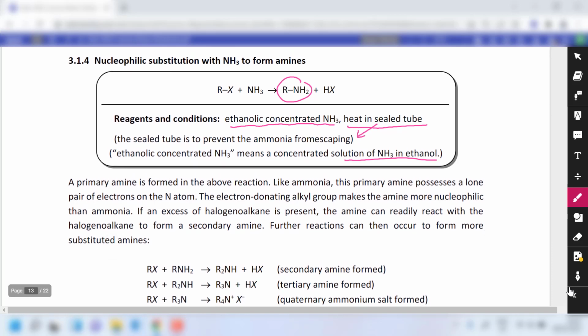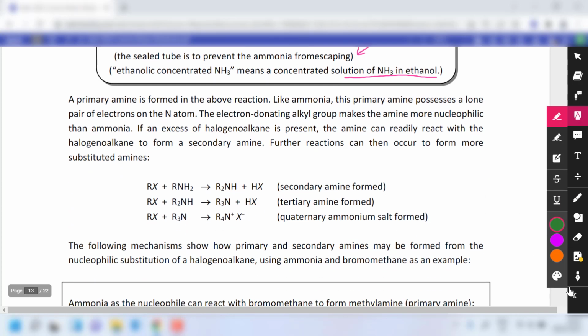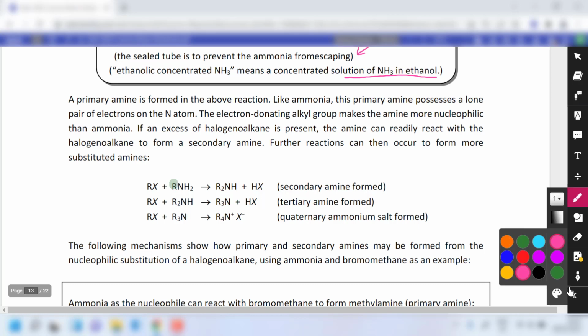Maybe this is not very obvious, but I think you can tell that it's a primary amine because the nitrogen is only bonded to one R group. So I'll just highlight one R group. However, you will notice that compared to ammonia, the primary amine is a stronger nucleophile, because of the electron donating alkyl groups.